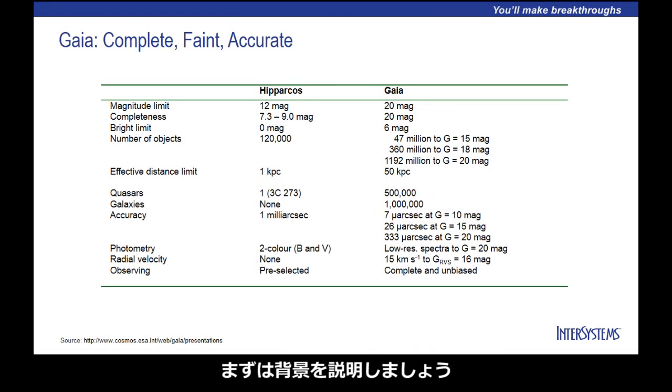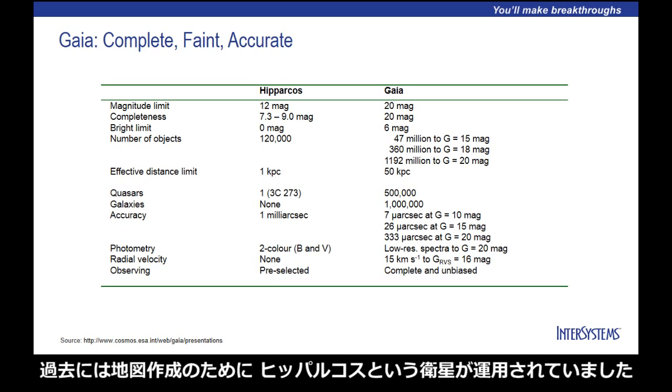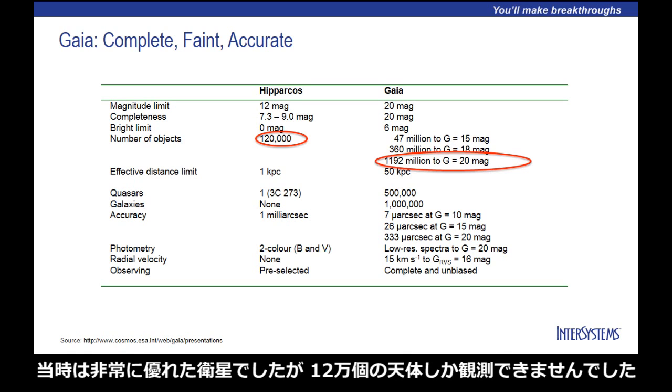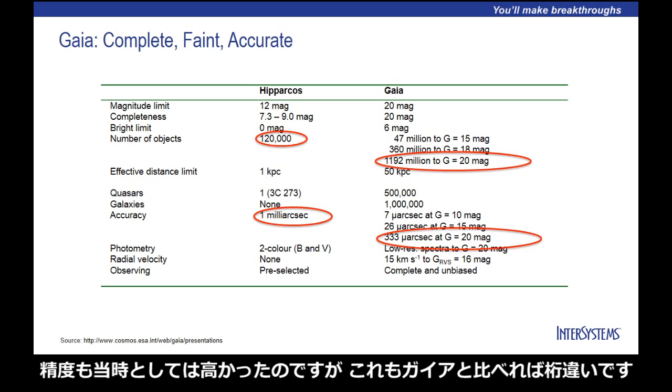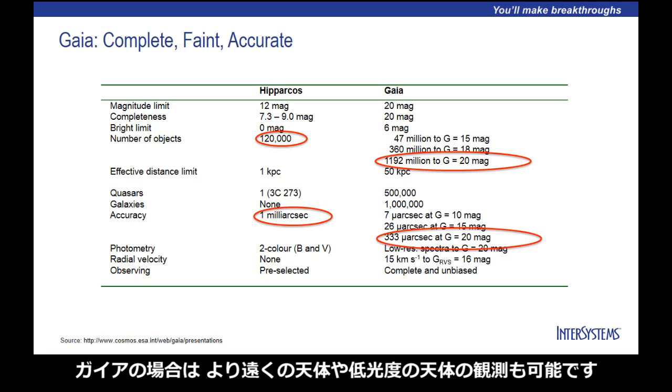Okay, so to set this in context, frame it, the previous satellite that was out there that created a map was called Hipparchus. And Hipparchus was very, very good at the time, but it only was able to capture data for 120,000 objects. Compare that with the number that Gaia is going to capture, and you will see that it's many orders of magnitude larger. Also, what's interesting is that the accuracy of Hipparchus was very good at the time, but Gaia's accuracy is also orders of magnitude better, which allows Gaia to see much more distant objects, much fainter objects.